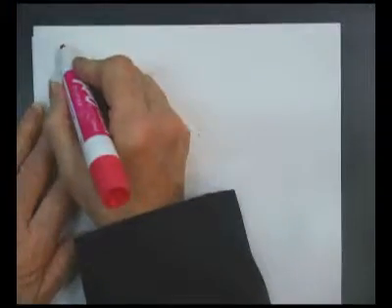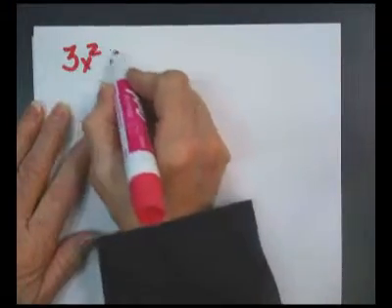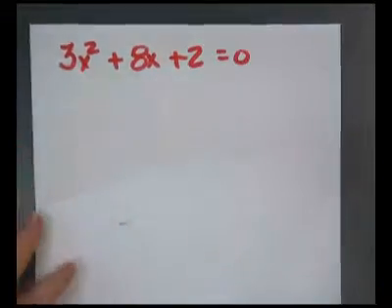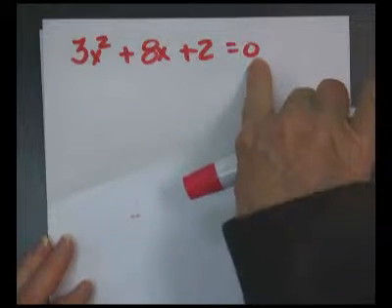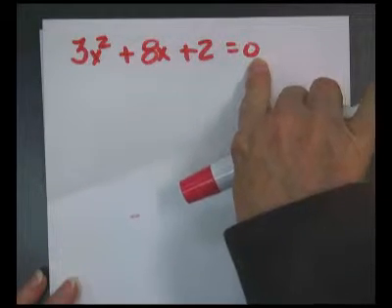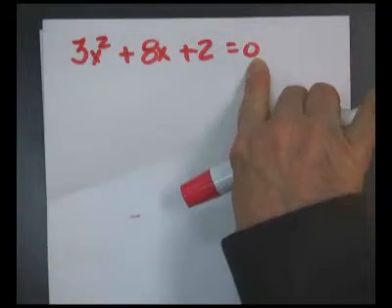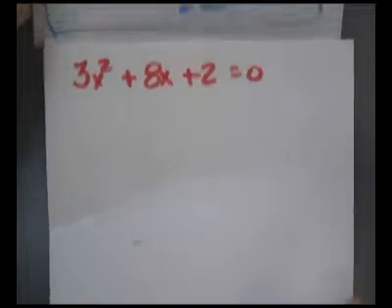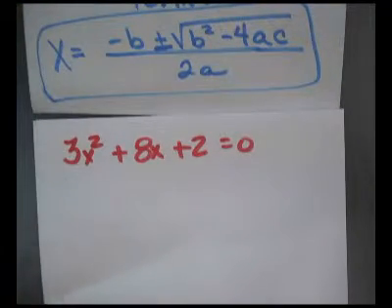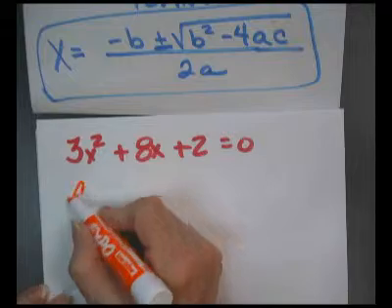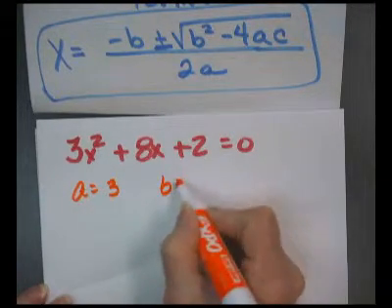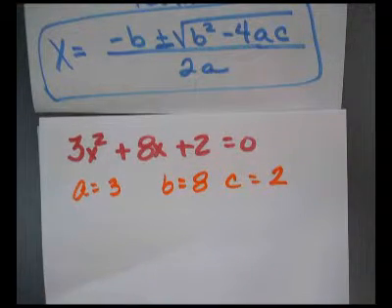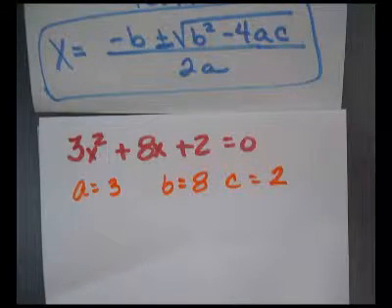3x squared plus 8x plus 2 equals 0. It's in standard form. Do we know how to factor that? Even if it factored, we're not really sure, so we're going to go straight to the quadratic. What is our A? 3. A is 3, B is what? 8. C? 2.